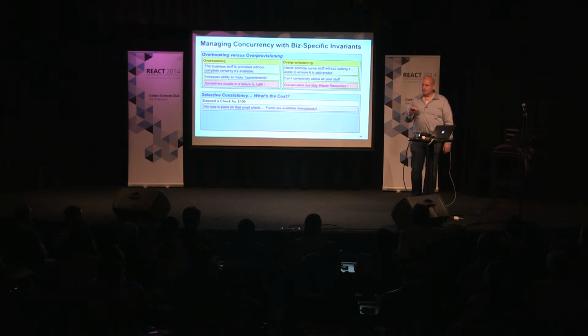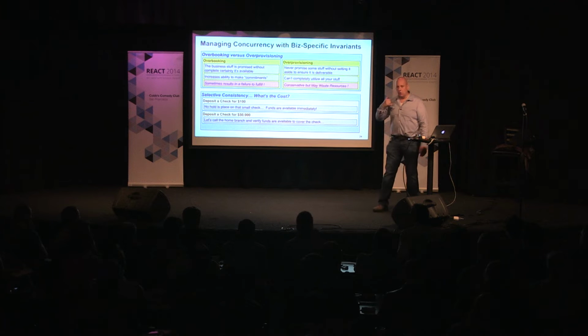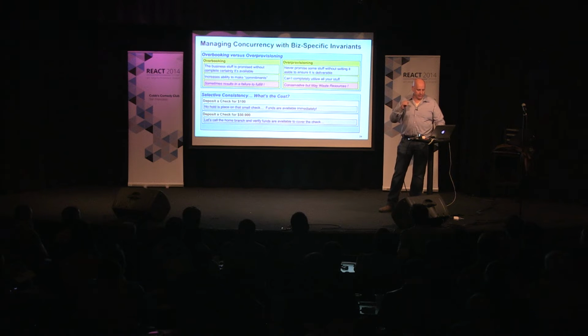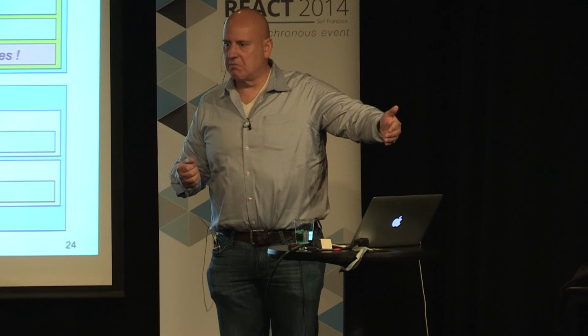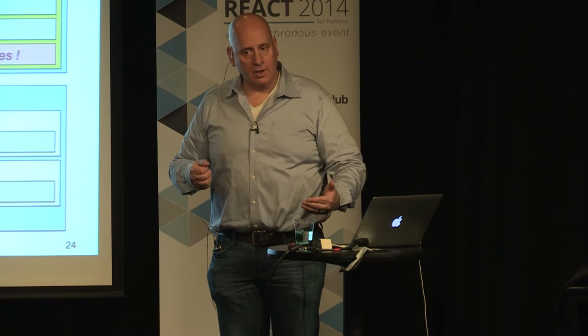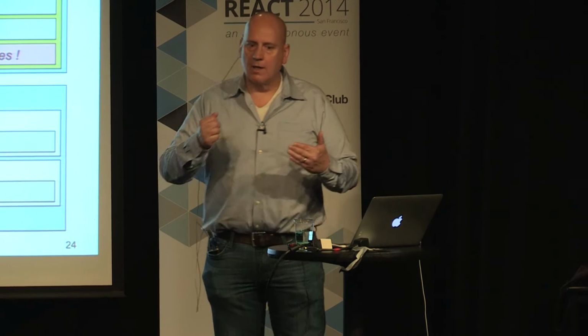Selective consistency. What's the cost? If you deposit a check for $100, no hold on the small check, funds are right there. If you deposit a check for $50,000, they are on the phone. Dude, is there $50,000? Can you lock it up for me? I'm depositing this check. You call the home branch, you verify the funds. Cost benefit associated with incomplete knowledge varies. Not so much cost if you lose $100. A lot more cost if you lose $50,000. So that's why there's differing behavior to deal with that uncertainty.